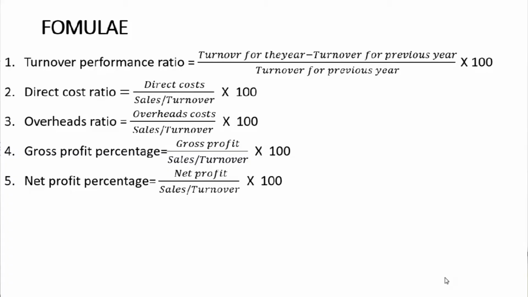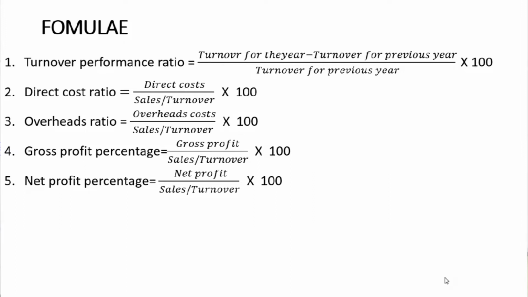We are going to use the following formulas to do the calculation of the turnover performance, to check the performance of the business. The turnover performance ratio formula says: turnover for the year minus turnover for the previous year, divided by turnover for the previous year, multiplied by 100. That is the formula to calculate the turnover performance ratio.